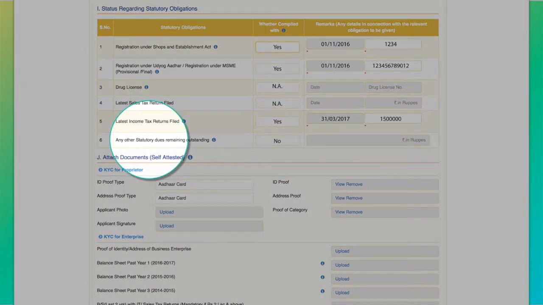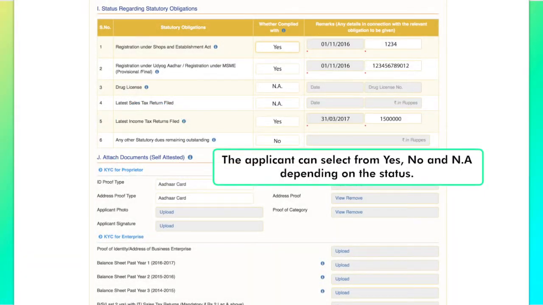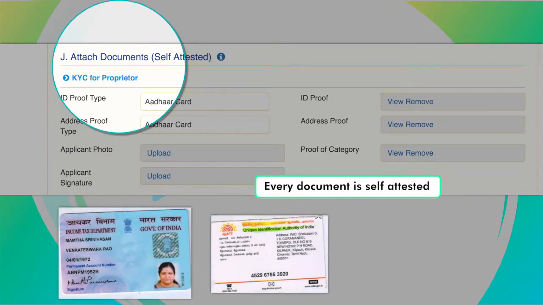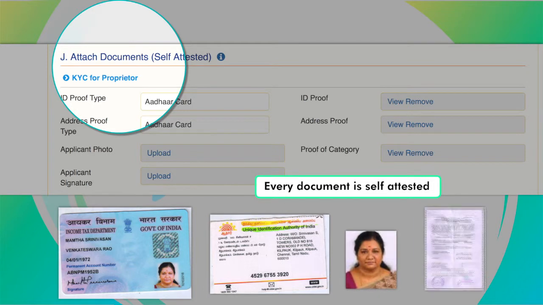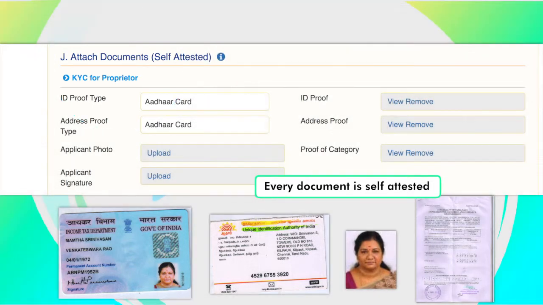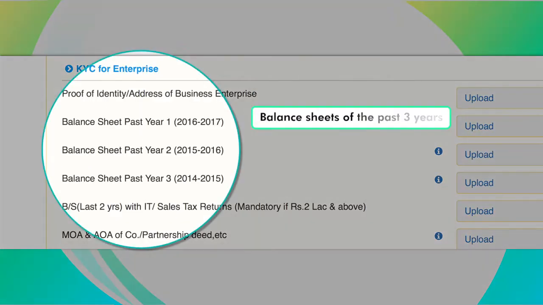Report if any statutory dues are pending to be settled. The applicant can select from yes, no, and not applicable depending on the status. The applicant has to ensure that every document he is uploading is self-attested, that is, it must have his or her signature. The applicant needs to upload balance sheet of the past 3 years.